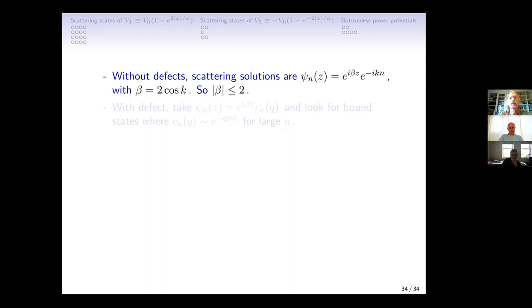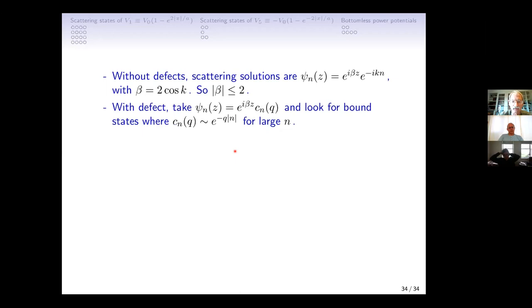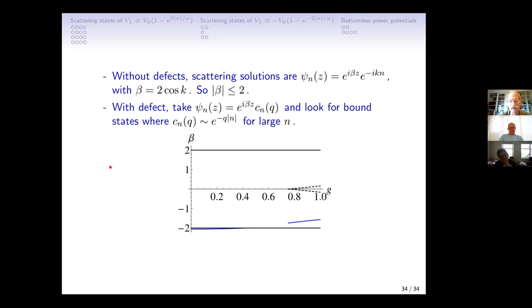But when you put this defect in, in other words, when you just have a special thing happening at sites one and minus one, you write psi_n equals e^(iβz) times c_n of q, and look for solutions for c_n, and look for states where that falls off exponentially for large n. And you do this numerically and you find the following. As a function of g and β, from β minus two to two is the range of scattering states. There's a little blue line here, which you can just see, and that is a bound state.